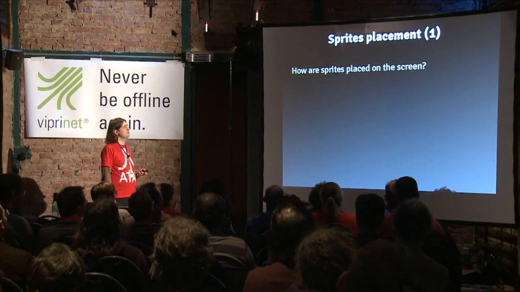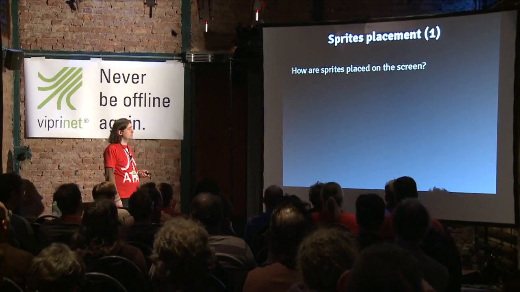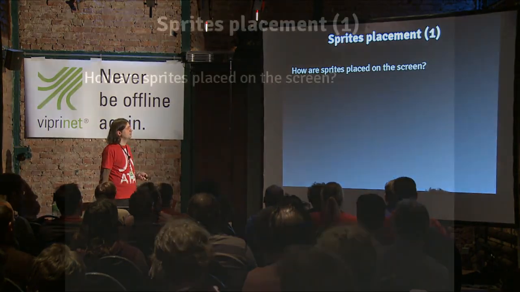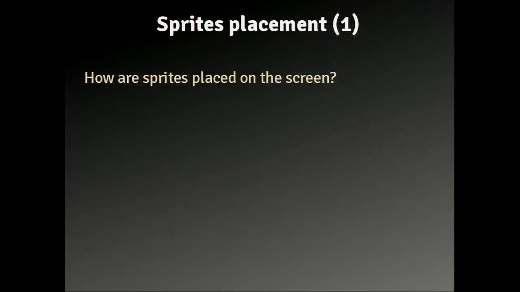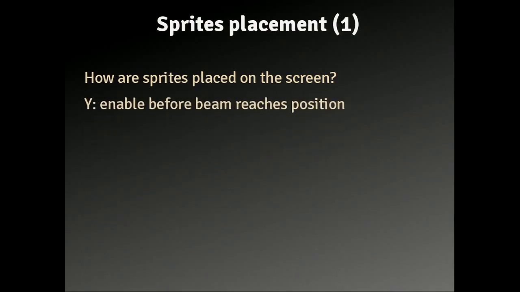How are sprites placed on the scene? As I first read the documentation, I thought, oh, this isn't so hard. You've got your register, you write where you're going to put it, and that's it. Then I read, as I mentioned, let's not forget this one. Again, you enable it before the beam reaches the position. How do I enable the sprite? I write something else in there. I write something besides 0, so the data gets displayed.